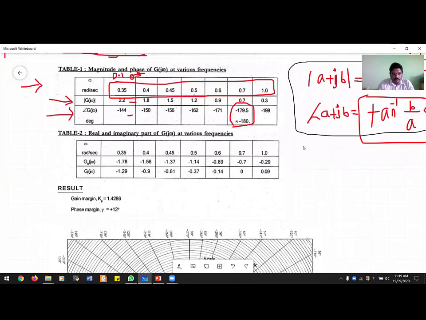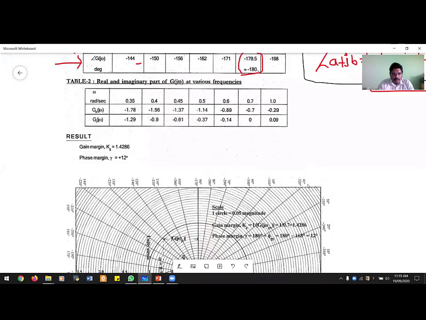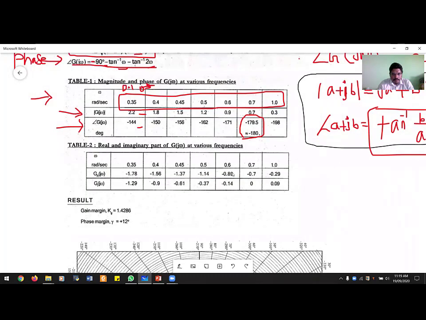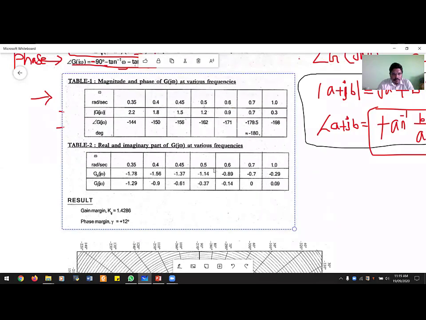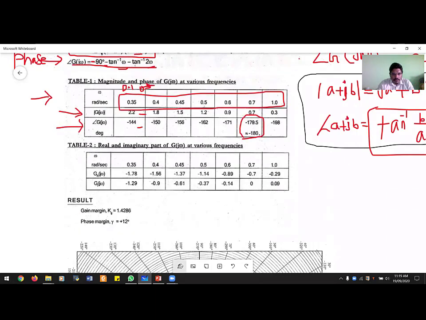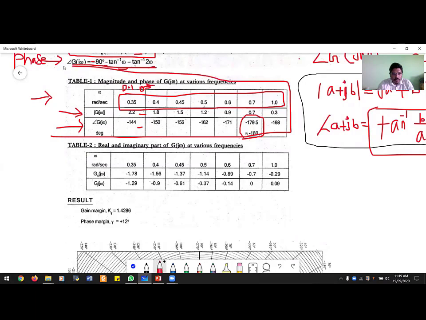Now we are going to draw the polar plot based on these values, in the polar graph sheet.